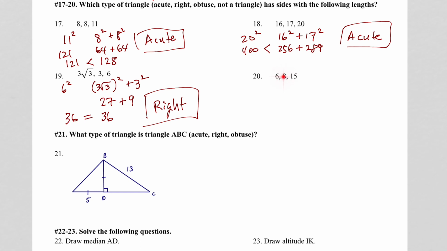Okay, here, the sum of the two smaller sides is 14. It's not quite equal to 15, so this is not a triangle.